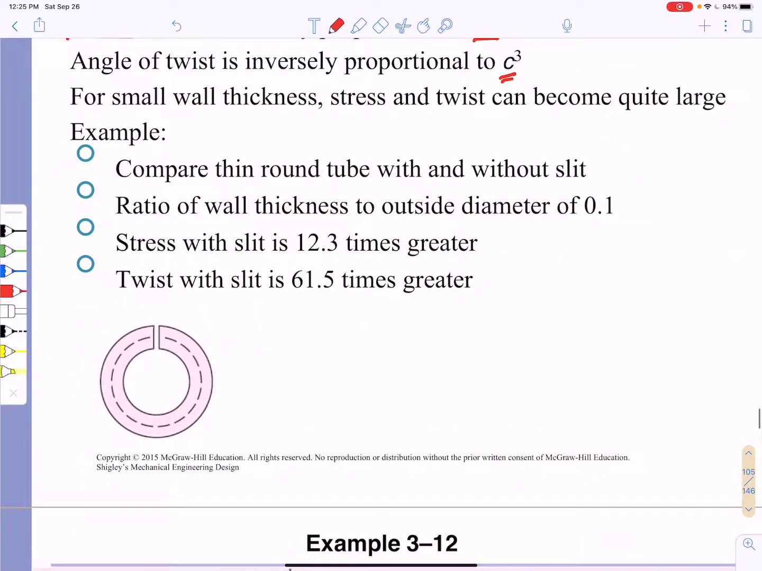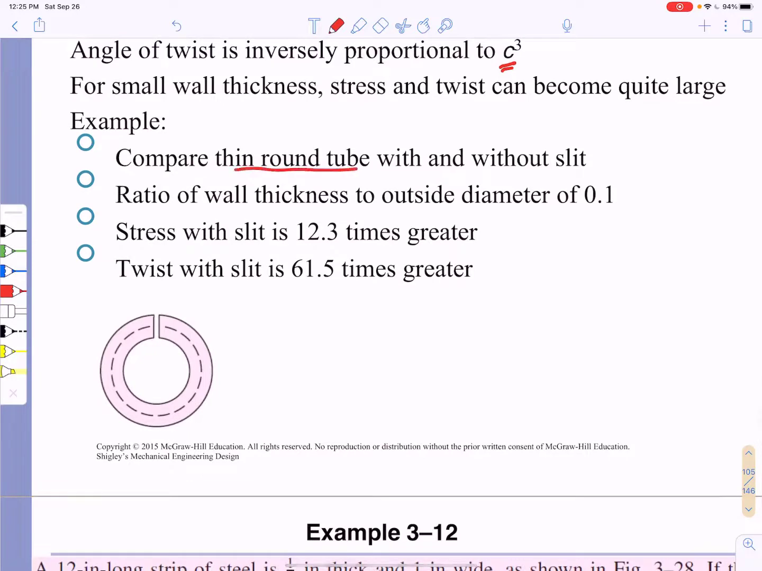It turns out that if you compare a closed, thin, round section to an open, that is a slitted circular section, you find that the stress in the sample with the slit is 12 times greater than the sample without the slit. And the twist angle, the angular twist, is 61 times greater. So this is not recommended. Open, thin-walled sections are not recommended for carrying torsional shear stress.